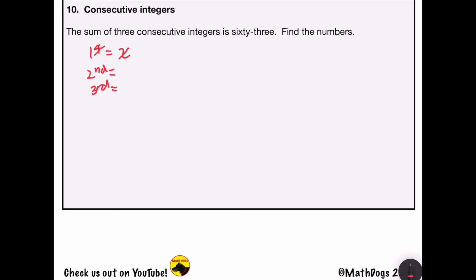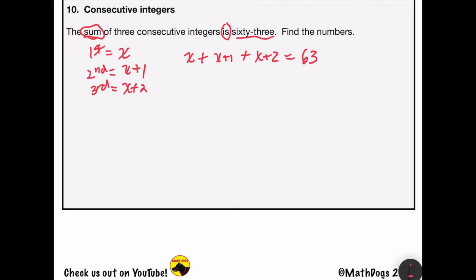So the second number will be 1 away from that, which means I'm going to add 1. So that will be x plus 1. The third number will be 1 away from the second number, or x plus 1 plus another 1, and 1 plus 1 is 2. So that would be x plus 2. Now I'm going to write my equation. I want to find the sum of these. So the first integer is x, plus the second integer is x plus 1, plus the third integer is x plus 2. Here's my word "is" for my equal sign, and that has to total to 63.